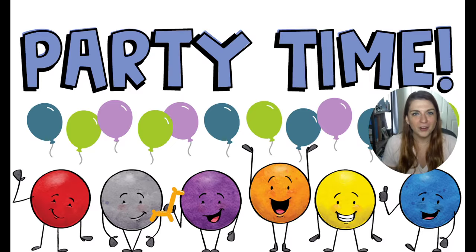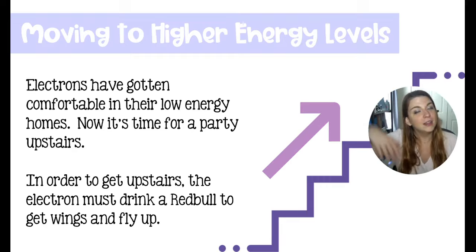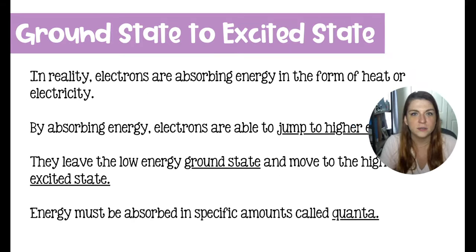But now it's time for a party. Here we go. A bunch of electrons have moved in. They've gotten comfortable living in their low energy homes, but now it's time for a party, and they're all going to head upstairs. Now, in order to get up the stairs, they're going to need some energy. So the electrons drink a Red Bull, they get some wings, and then they fly upstairs to higher energy levels.